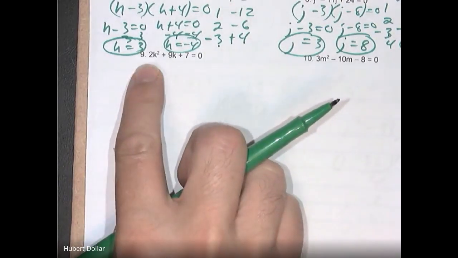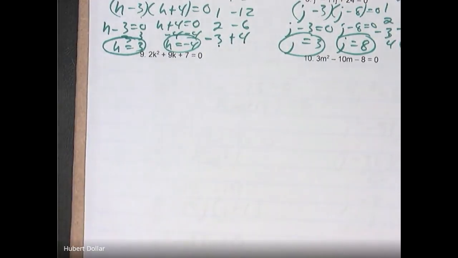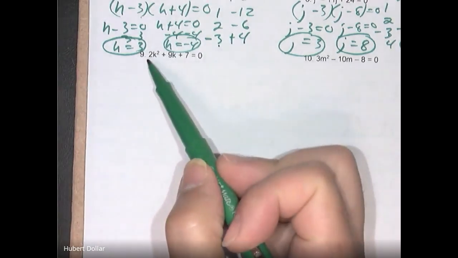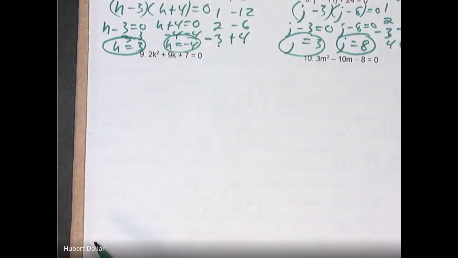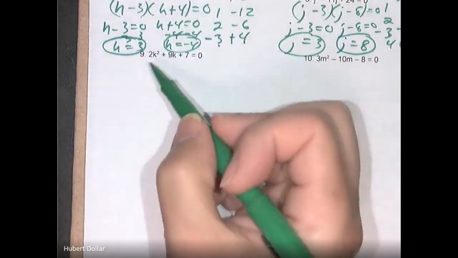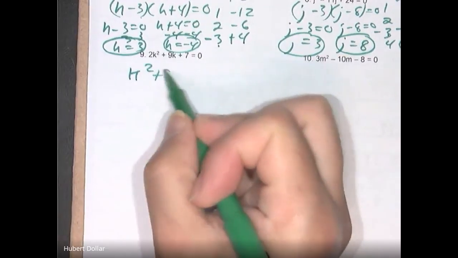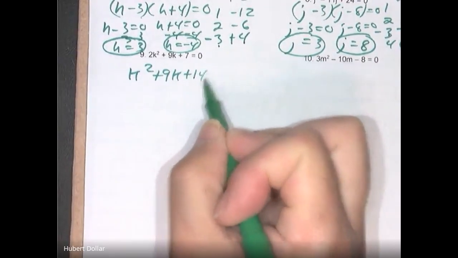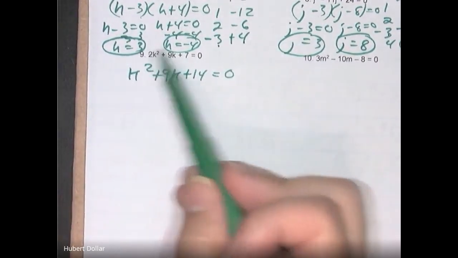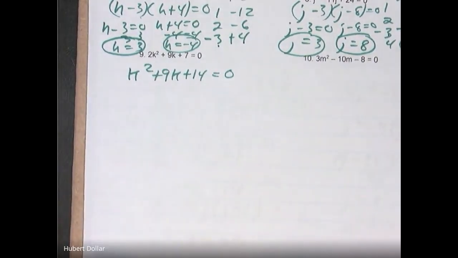of a number in front of the square term. And what we do is multiply that times the 7, so we can get a 1 here. So we just take the 2 and move it to the back. So that's going to be k squared plus 9k plus 14 equals 0, because 2 times 7 is 14.